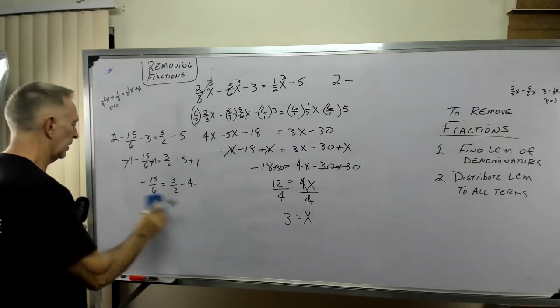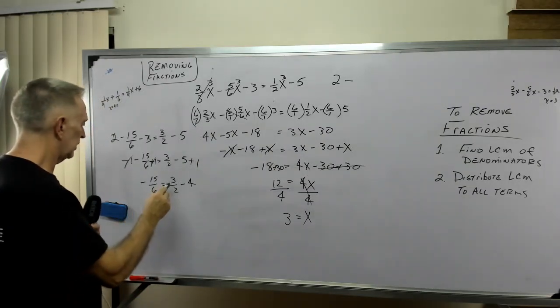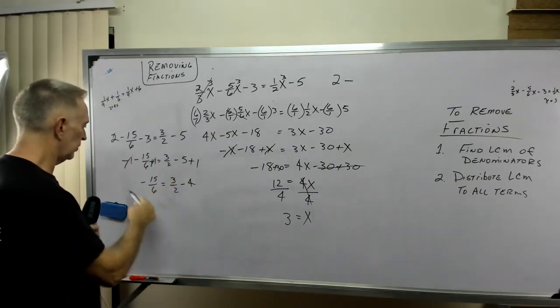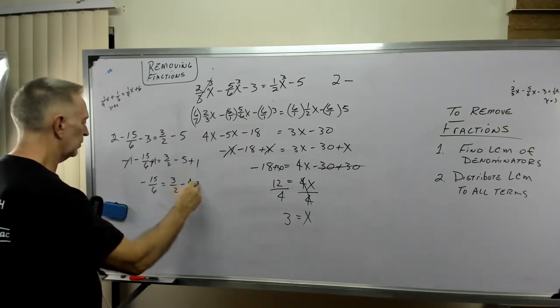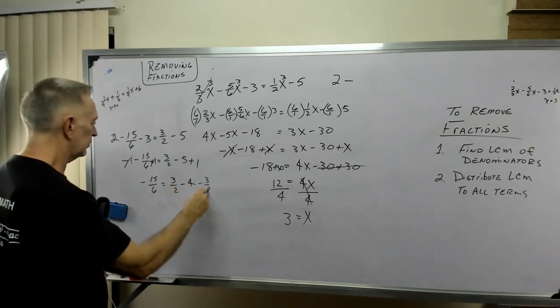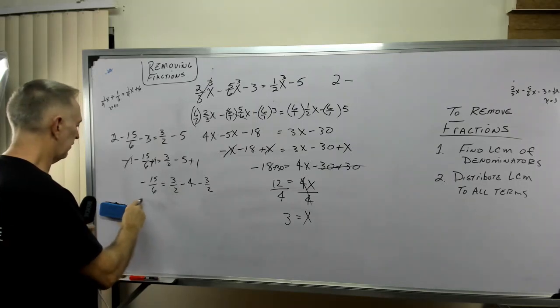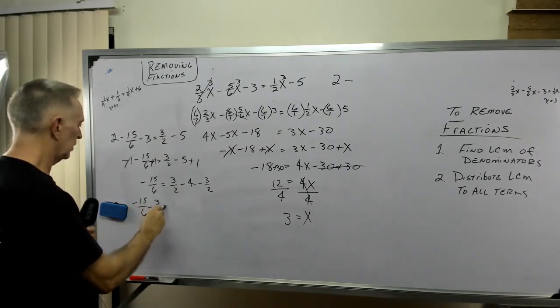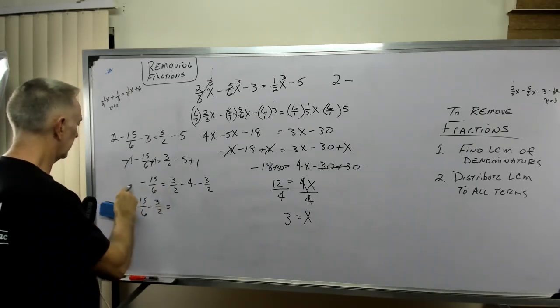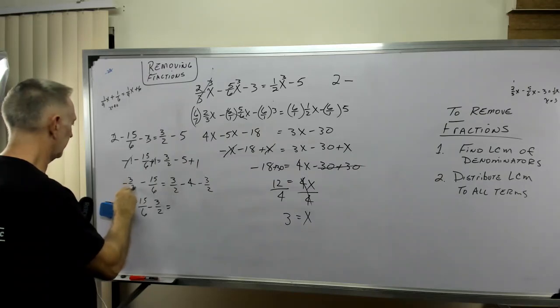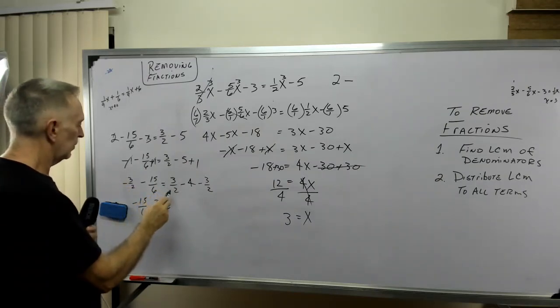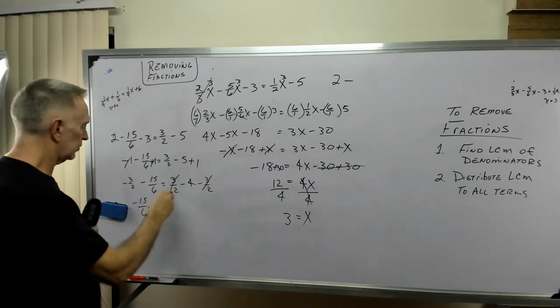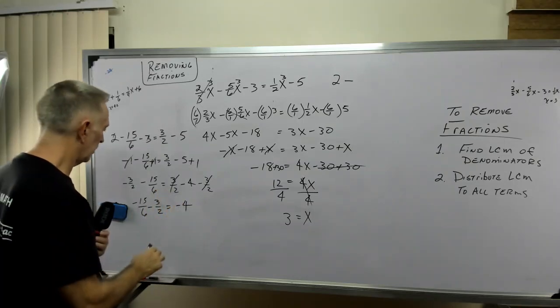Well, I can change this. Let me just move this to the other side. So I'm going to subtract 3 halves. So I have negative 15 over 6 minus 3 over 2. And that equals, so I subtracted 3 over 2. So now these cancel and I end up with a negative 4 here.